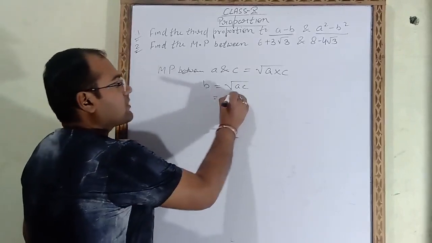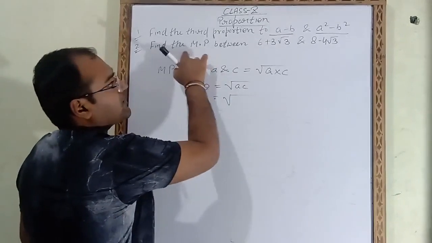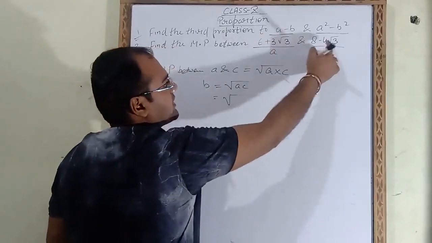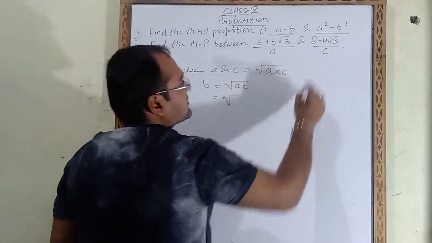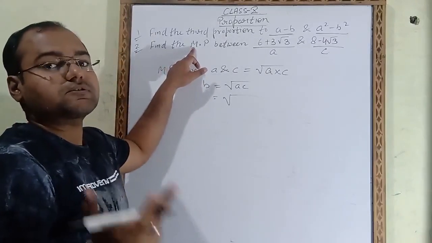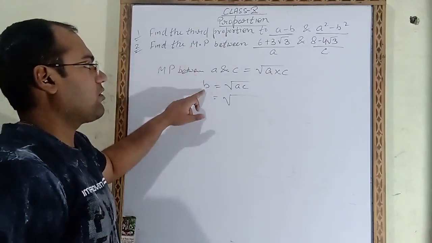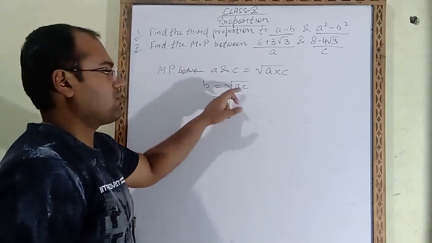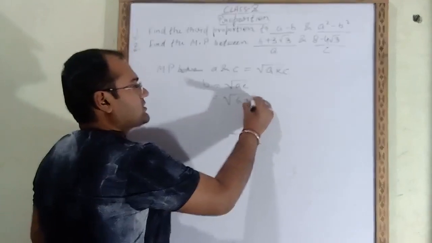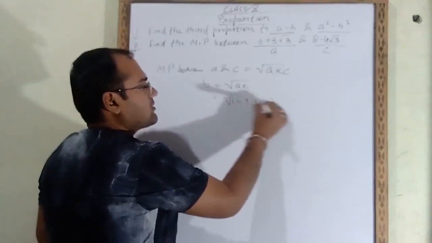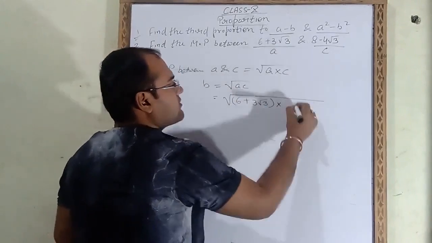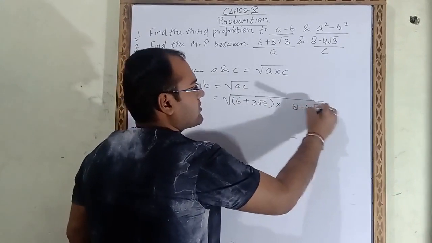Now we have to find the mean proportion between this and this. So this value is a and this value is c. Mean we have to find. Mean means middle term is b. So b we have to find. For b we have to use this formula, square root of a multiply c. Square root of a is 6 plus 3 root 3 into c. C value is 8 minus 4 root 3.